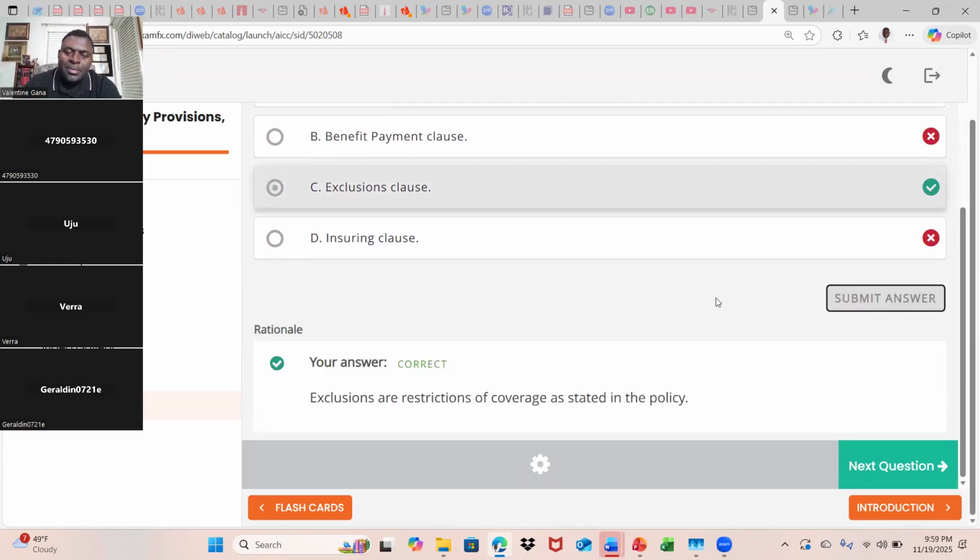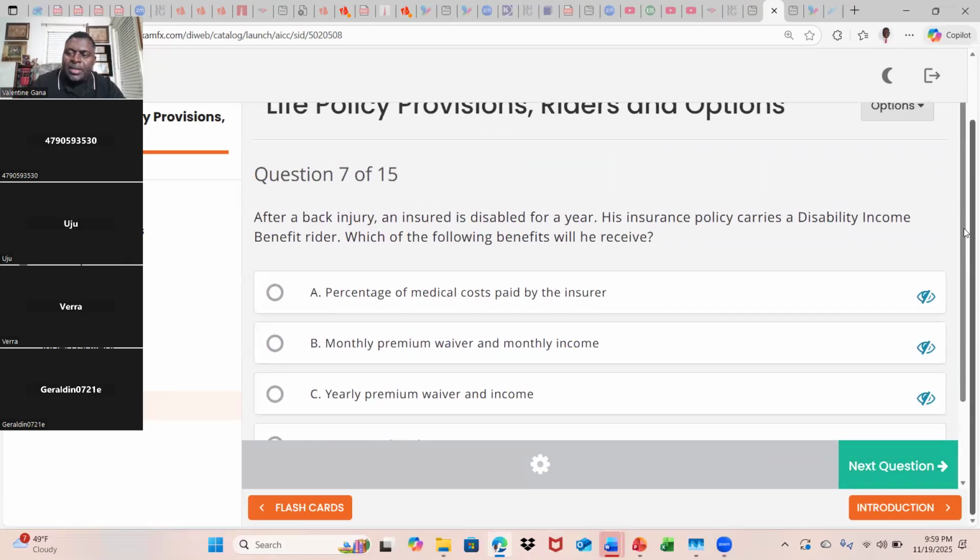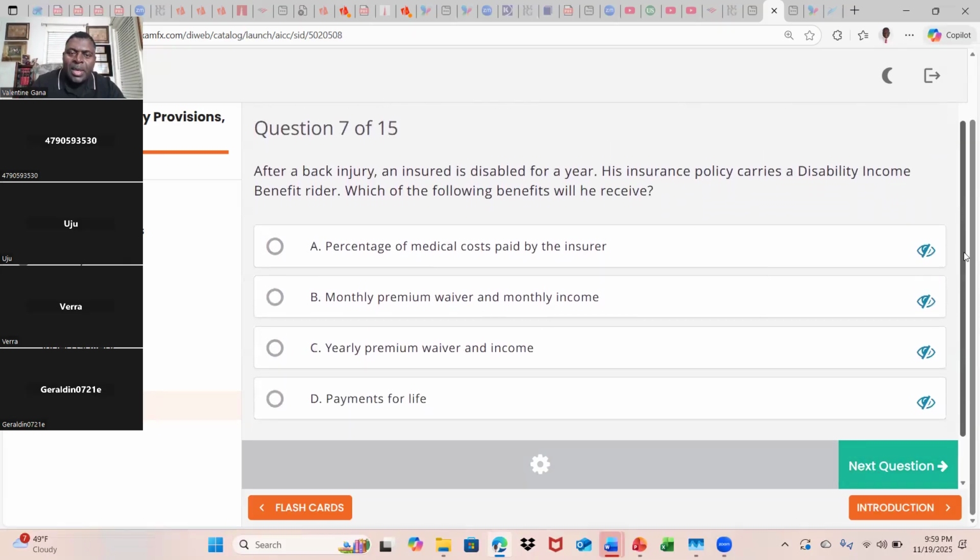Correct. So you see, the answer is always in the question. 95% of the time, the answer will be in the question. You just have to read it carefully. Exclusion, restriction of coverage as stated in the policy. Correct. All right. Next question here.